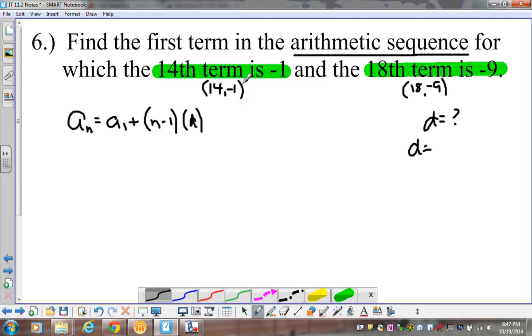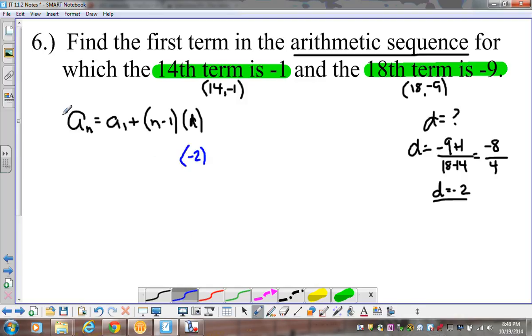All right, so let's go ahead and go through. So let's just do this time negative 9 minus a negative 1, which would be negative 9 plus 1. So y2 minus y1 over x2 minus x1. So negative 9 minus a negative 1 over 18 minus 14. So negative 9 plus 1 is going to be a negative 8. Negative 8 over 4. So here, my common difference is negative 2. So now I know my common difference, and now I can substitute that piece in. So I know here we can put a negative 2.